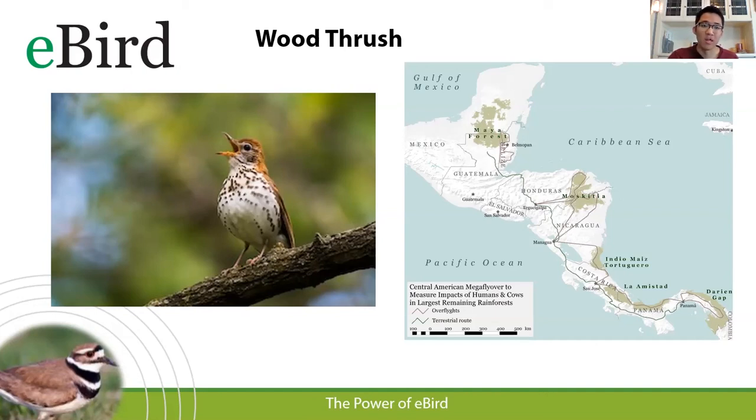And due to eBird, researchers then discovered that the wood thrush, and a couple other species like the Kentucky warbler, were using the Maya forest exclusively because it's the largest, not rainforest. It's a very important place for the birds, and so they were able to refocus their conservation efforts on the Maya forest to help protect this species.